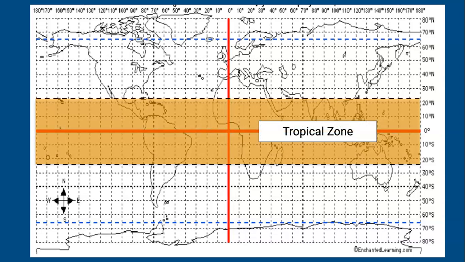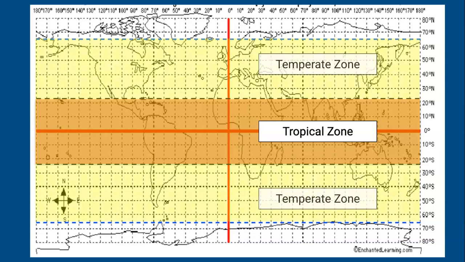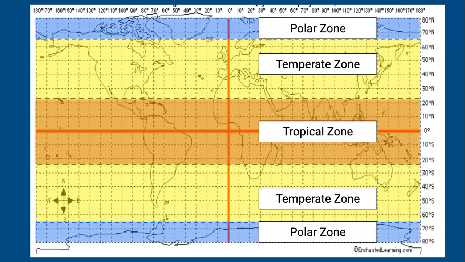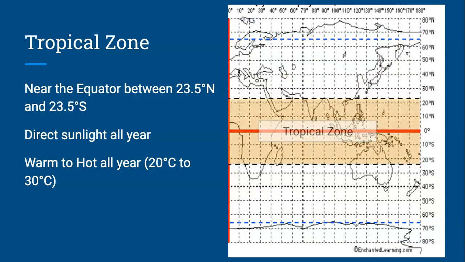The first zone is called the tropical zone. It's the part of Earth that's very close to the equator. Moving away from the tropical zone, you get into the temperate zone. And finally, very far away from the tropical zone, you get the polar zones. Let's start with the tropical zone. This is the region of Earth near the equator between 23.5 degrees north and 23.5 degrees south. Anything within that area is in the tropical zone.